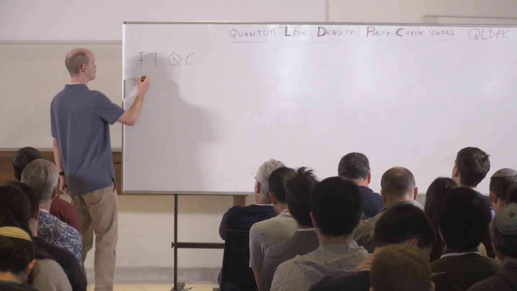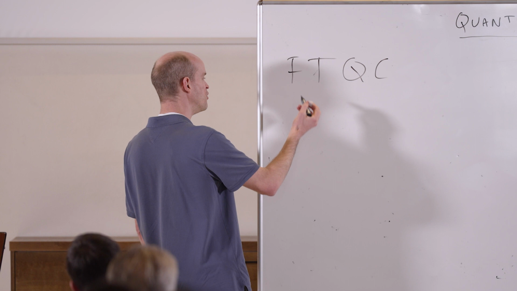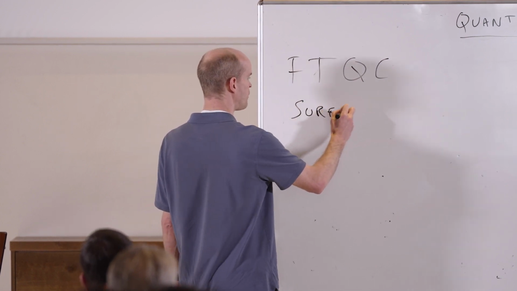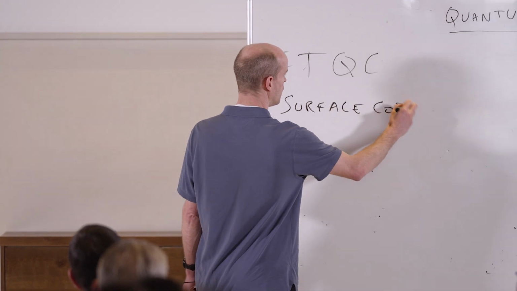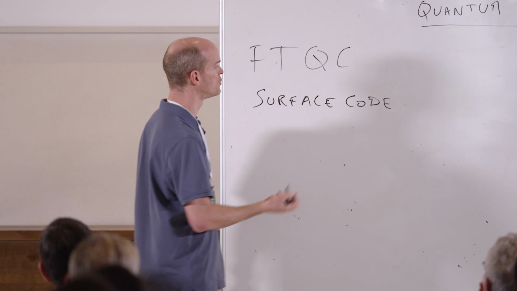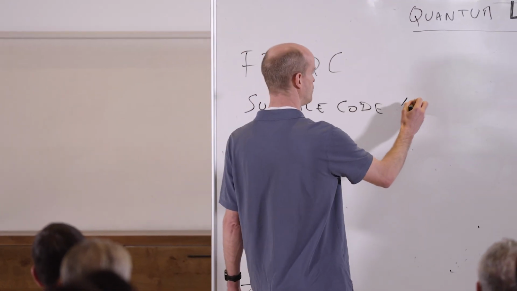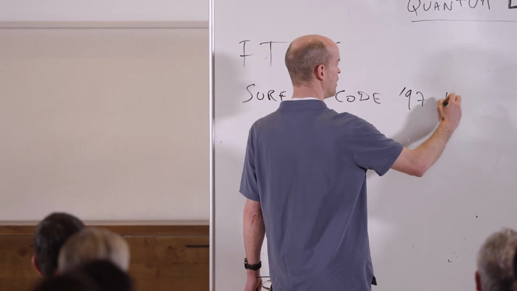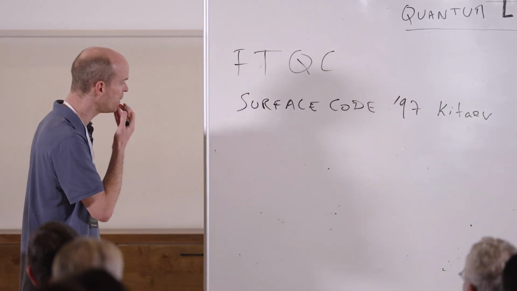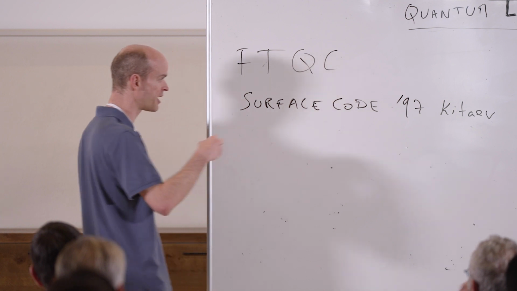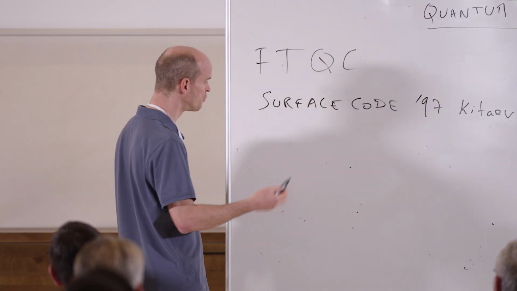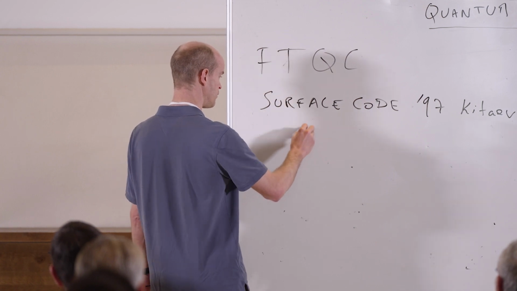So probably the most well-known example and what people are trying to do today is called the surface code. So it's a variation of Kitaev's original toric code. So it's like from the end of the 90s by Kitaev. And people are really trying to do that in the lab today, and they are doing it. There was an experiment. There was a paper about this last week by the Google group.